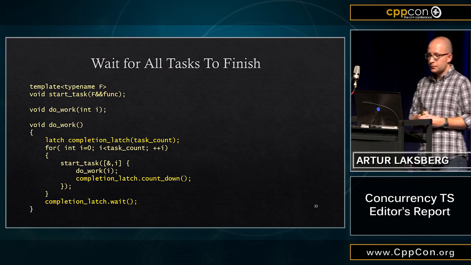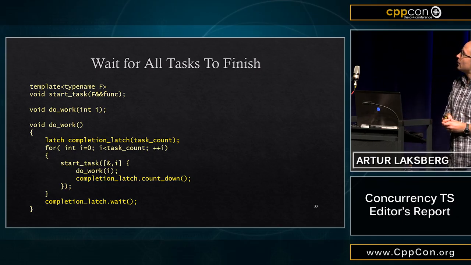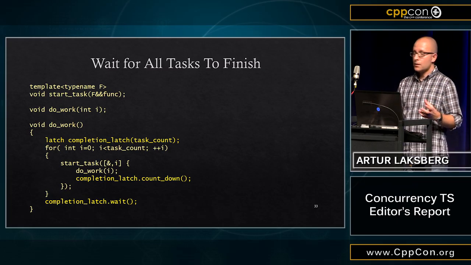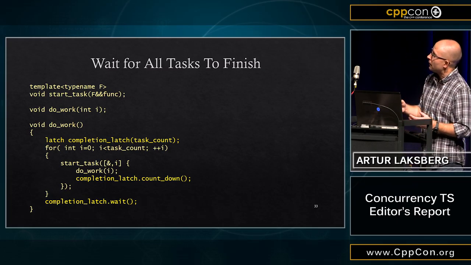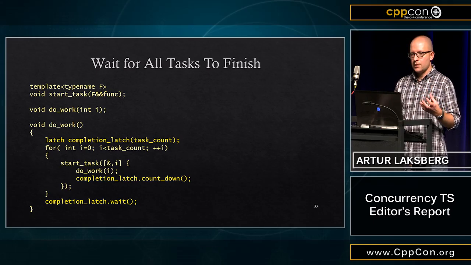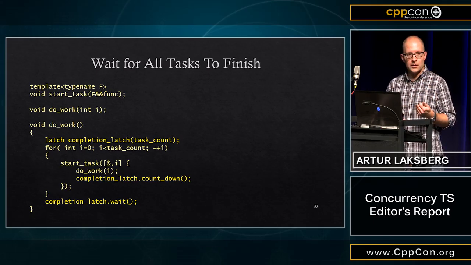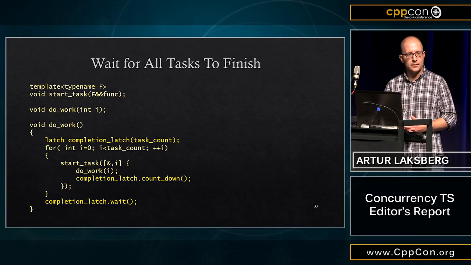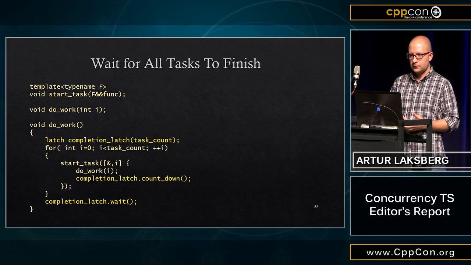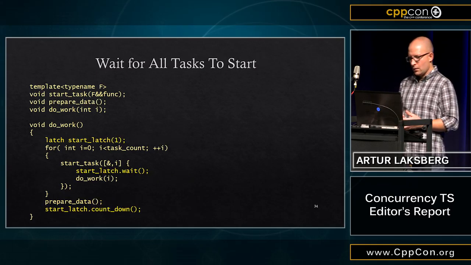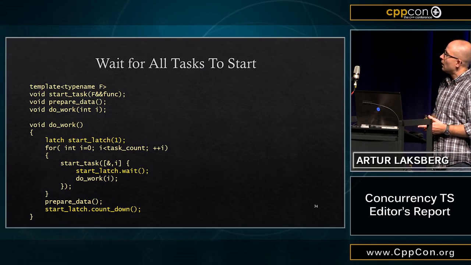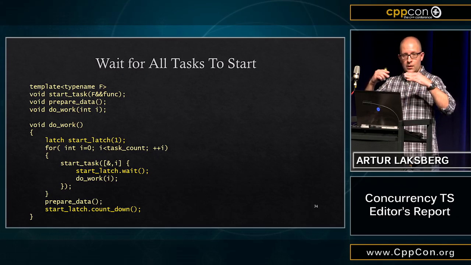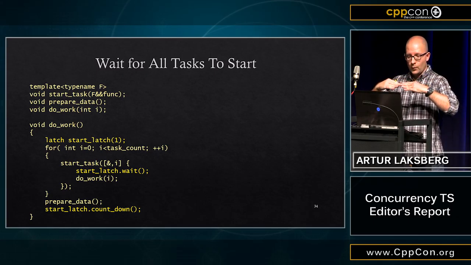How can you use it? Here, we are waiting for all tasks to finish. I'm starting a bunch of tasks, and I'm using a latch of task count. Every task, when it finishes, decrements the counter, and then in the calling thread, I'm waiting for the counter to reach zero, okay?